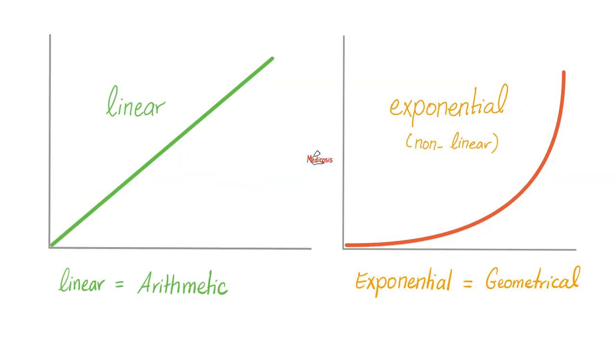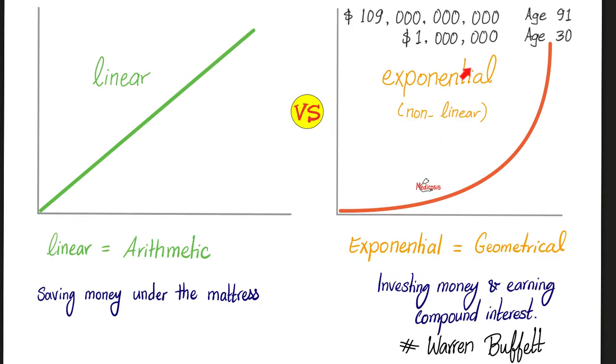Linear is also known as arithmetic. Exponential is also known as geometrical. Hashtag nonlinearity. Example of the exponential growth is a guy named Warren Buffett. Right now, he's about 91 years old. His net worth, his wealth, is $109 billion. But he did not reach his first million until the age of 30. He was still here, even though it was like a third of his life. But after this, there is some exponential growth.